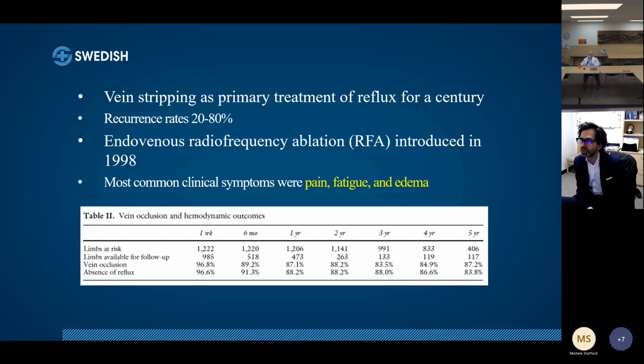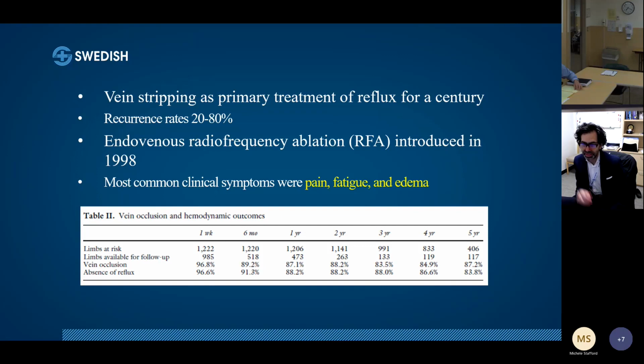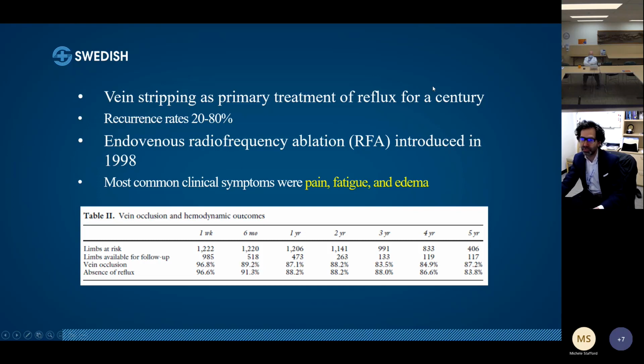symptoms. And then when you look at occlusion over time from 1 week up to 5 years, the occlusion rates with radiofrequency are pretty excellent at 96.8 or just about 97%. And you just about completely eliminated reflux in those patients. When you get it out to 5 years, the occlusion rates are still excellent at 87.2%. Reflux does recur in just under 20% or 83% of patients. And that's typically due to branch varicosities. Anterolateral thigh branch is the most common vein that you see with reflux coming just off of the saphenofemoral junction.